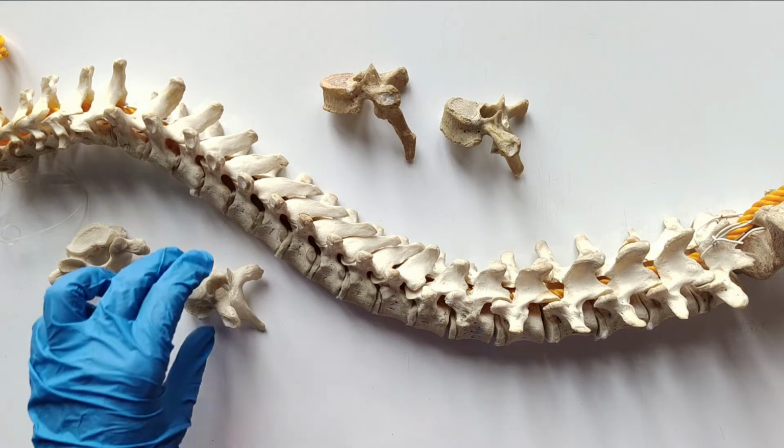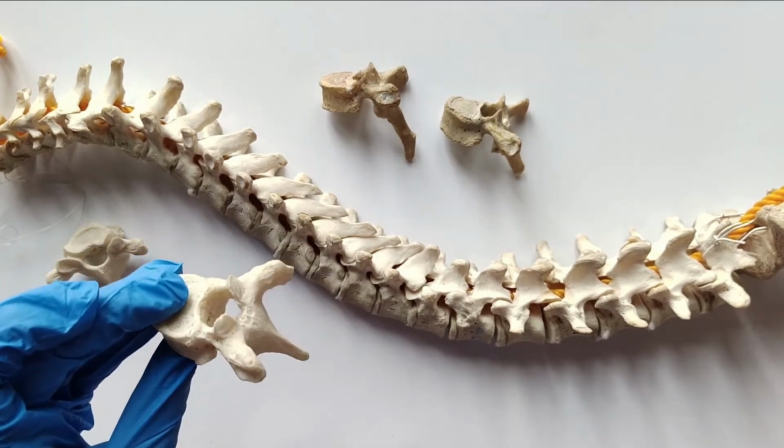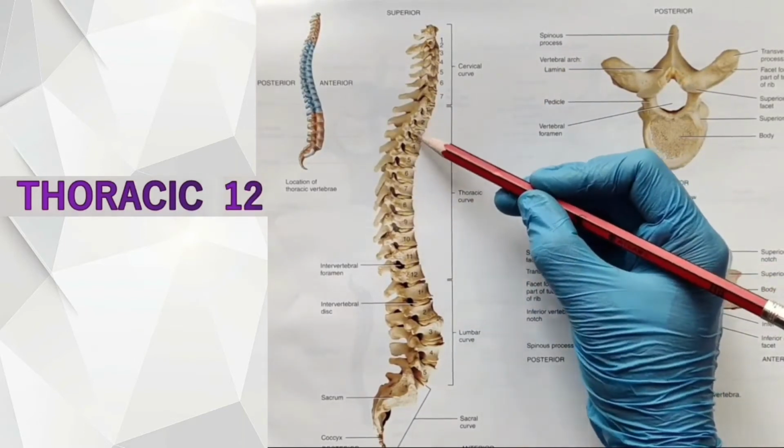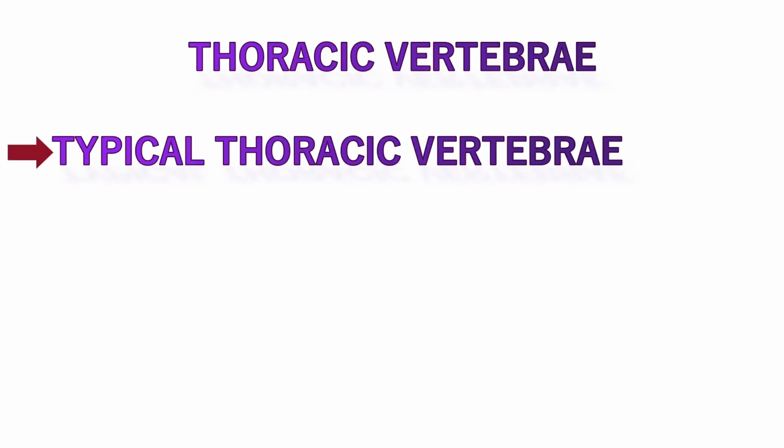Hello everyone. Today in this video we will be learning about the thoracic vertebrae. The thoracic vertebrae are 12 in number and they lie in the thoracic region of the vertebral column. The thoracic vertebrae are classified into typical thoracic vertebrae and atypical thoracic vertebrae.